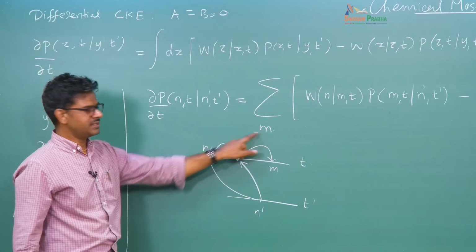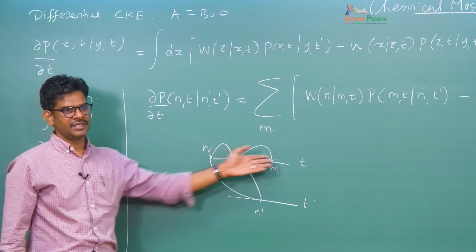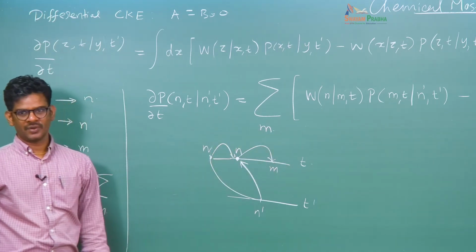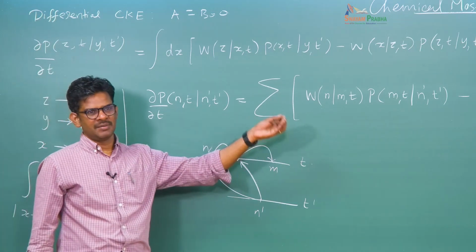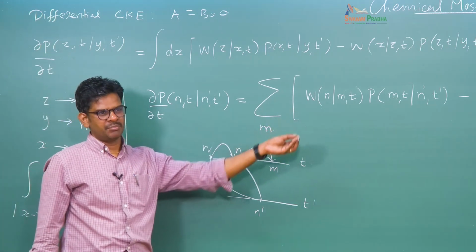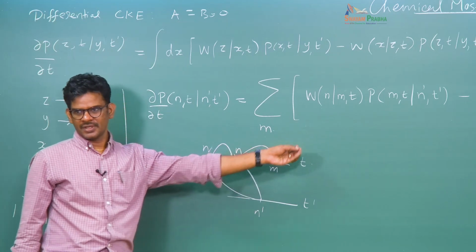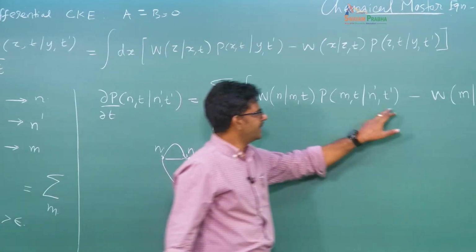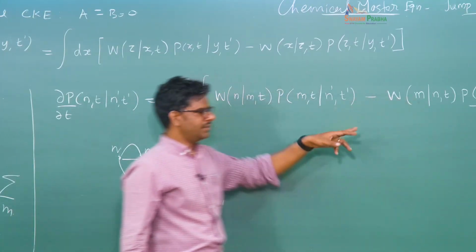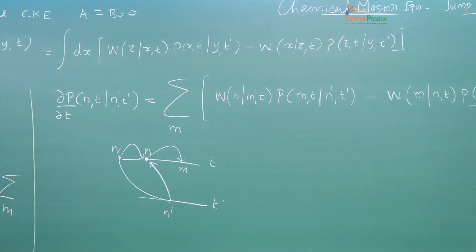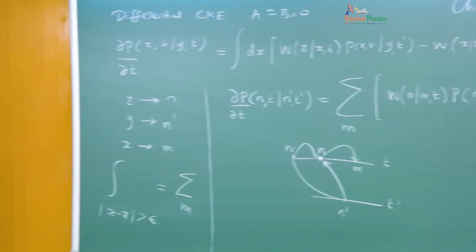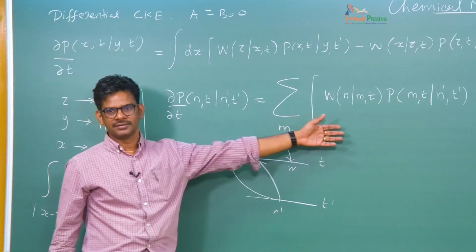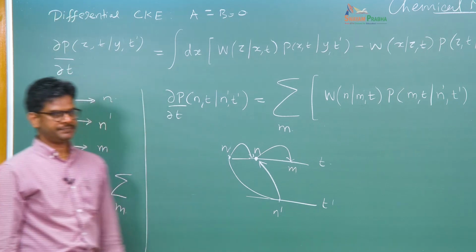This sum over m means there could be an infinite number of intermediate states over which the system can jump and then leave. Essentially this is writing a mass balance kind of equation, but here we are writing a probability balance. The notation may be a little confusing because we are denoting the conditional variable and also the intermediate variable, but if you understand the physical aspect of this problem, then one can make sense of this equation.